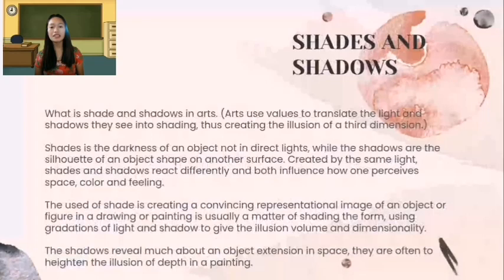Created by the same light, shades and shadows react differently and both influence how one perceives space, colors, and feeling. Creating a convincing representational image of an object or figure in a drawing or painting is usually a matter of shading the form, using gradation of lights and shadows to give the illusion of volume and dimensionality. The shadows reveal much about an object's extension in space. They are often used to heighten the illusion of depth in a painting.